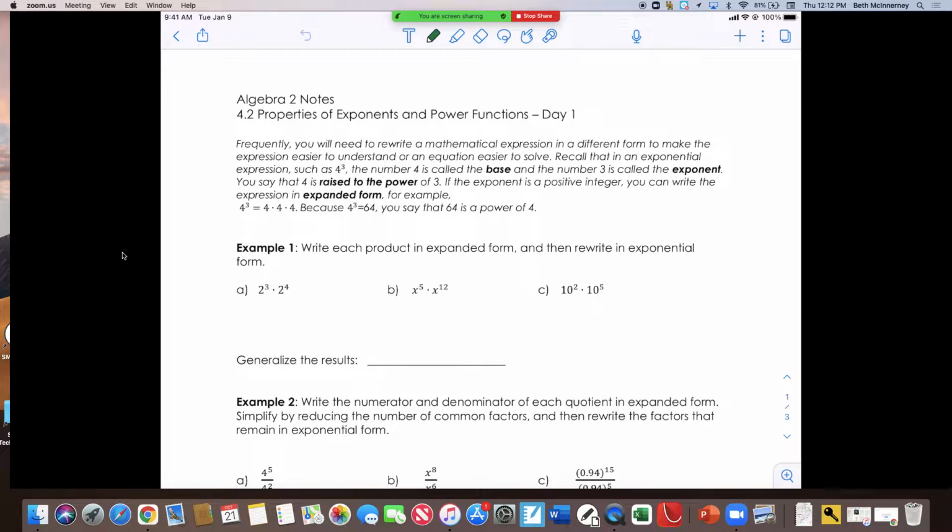To write a mathematical expression in a different form to make the expression easier to understand or an equation easier to solve. So that's going to be the purpose behind what we do today. Okay? And it's interesting because in my AP Calculus class, we use this.